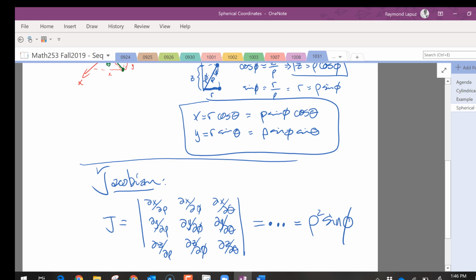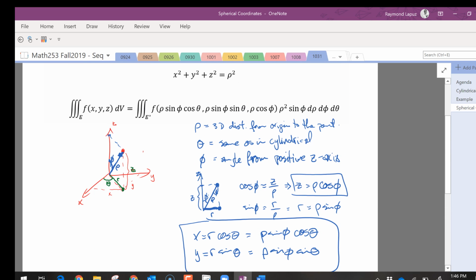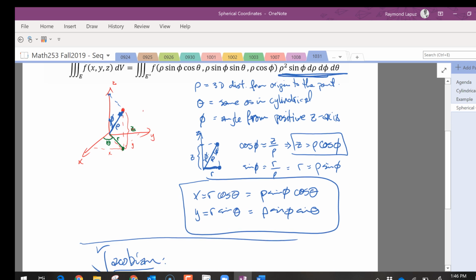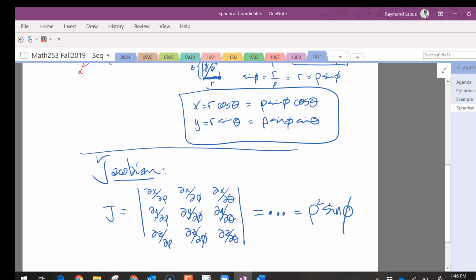It is a big mess. I encourage you to at least look at it and see how it's derived and see how a bunch of sine squareds and cosine squareds get together and disappear, and then how it reduces to this. So your dv now has a different Jacobian. Okay? All right.